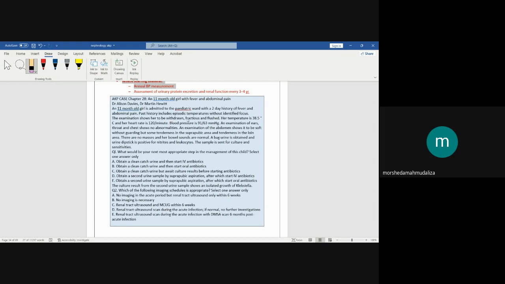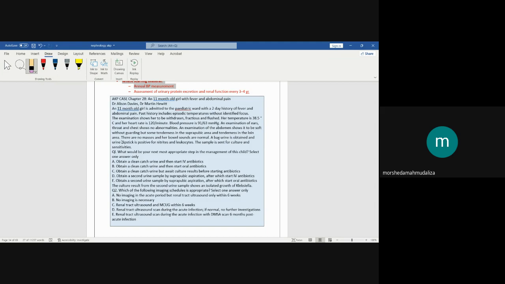Examination shows her to be withdrawn, fractious, flushed. Temperature is high. Heart rate is 120 per minute, high. Blood pressure 90/60. On examination, ear, throat, chest, no abnormalities. Examination of the abdomen shows it to be soft without guarding, but some tenderness in the suprapubic area and tenderness in the loin area. So this 11-month-old child looks like having a high grade fever and some urinary complaint, although there are no urinary complaints directly, but there is tenderness on the loin and abdomen soft. So suprapubic area tenderness and loin area tenderness.